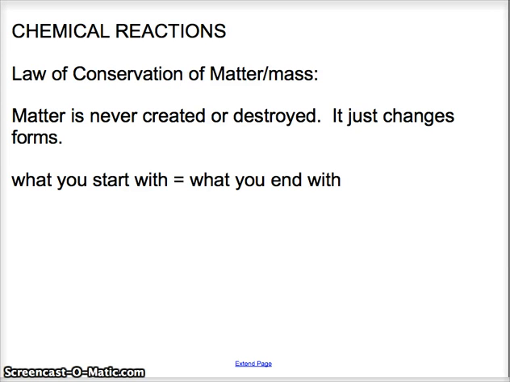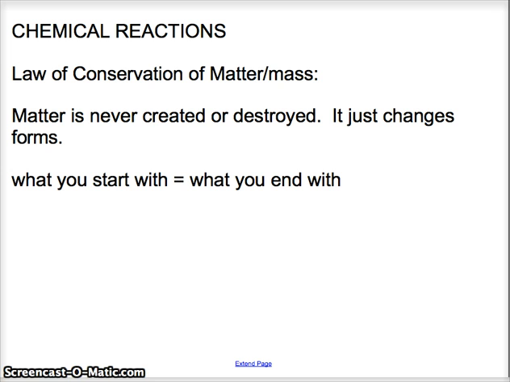Okay, so we talked about in class and actually tried to show the law of conservation of matter or mass. I use it interchangeably just to remind you. I could say law of conservation of matter, law of conservation of mass, but I'm referring to the same thing: the fact that matter is never created or destroyed, just changes forms.